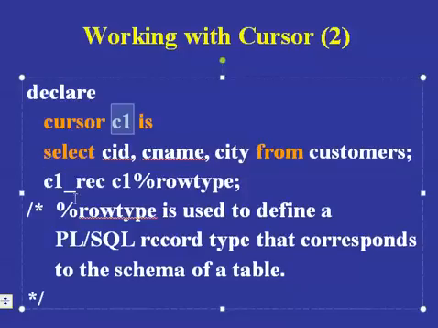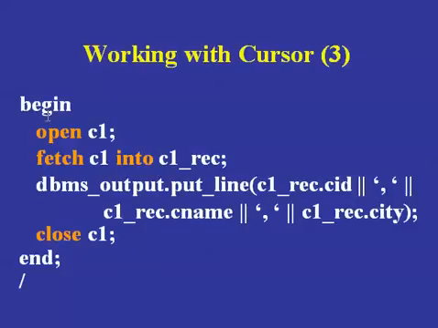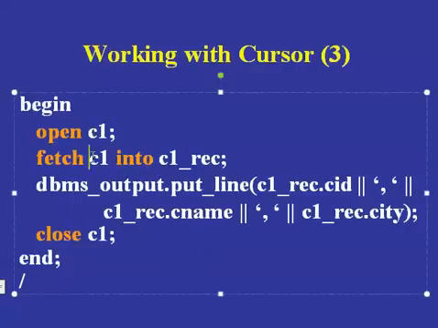and that's the one that we will manipulate one at a time. So here we begin by opening C1. That means we're doing the execution, and then we fetch from C1 and get the first element from there, and then we display it, and in this case that's it. So we got the information of the first element. We didn't do any looping.